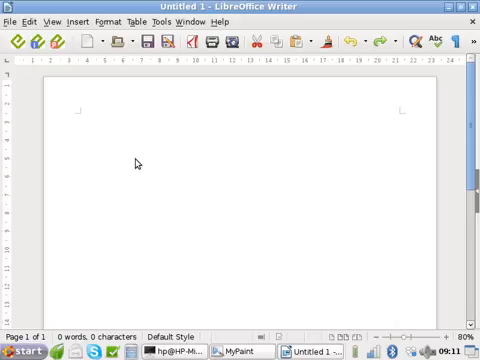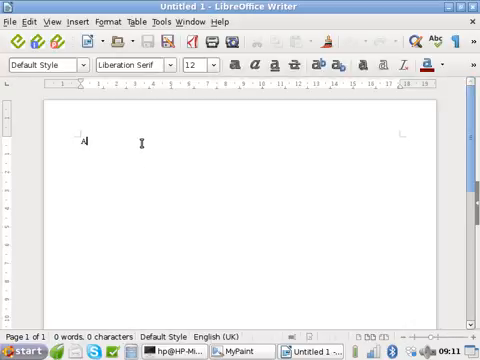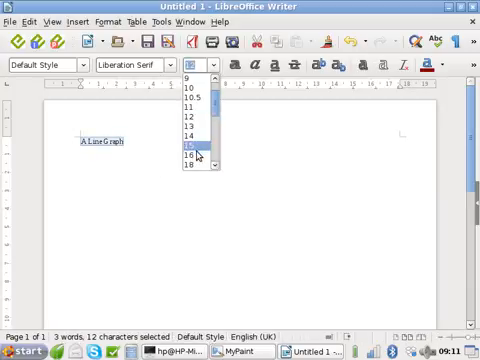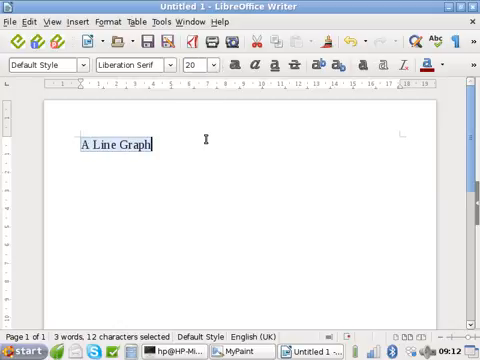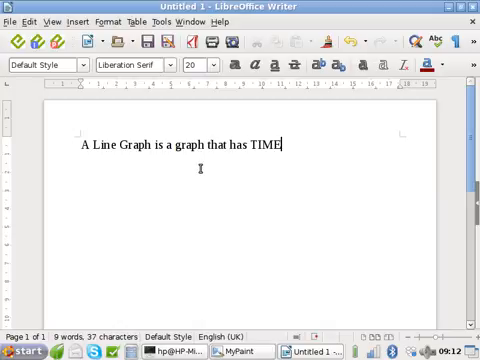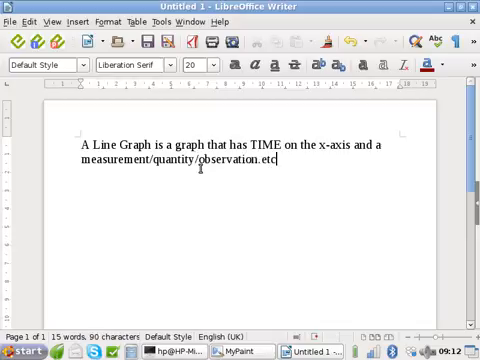Okay, so just so you are clear, a line graph is a graph that has time, and that's important, and must be time on the x-axis, and a measurement, quantity, observation, etc. on the y-axis. And really it's so important that it's time on the x-axis.